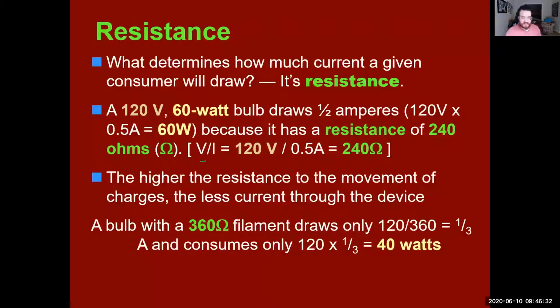The higher the resistance to the movement of charges, the less current through the device. A bulb with a 360 ohm filament only draws 120 over 360, so a third of an amp, and consumes only 120 times 1/3, which is equal to 40 watts.